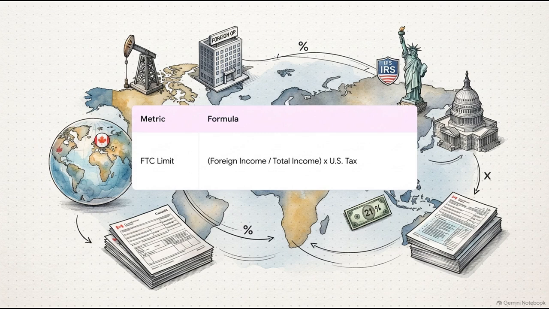By taking the ratio of foreign taxable income to total taxable income and then multiplying it by her pre-credit U.S. tax, Daniela finds her maximum allowable credit. It's basically a residual tax approach that limits her credits to the U.S. corporate tax rate of 21%.